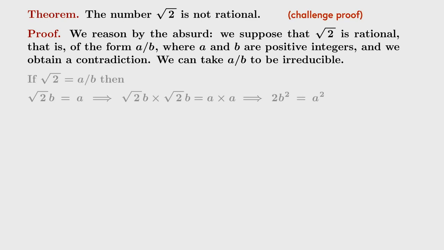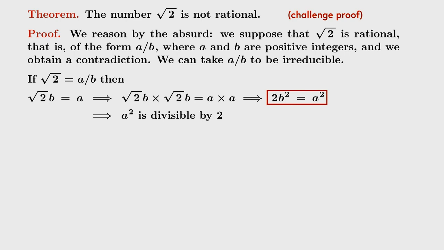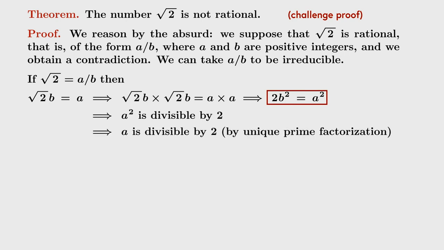If you square both sides, then you attain this equation. That certainly implies that a squared is an even number, because it's equal to 2 times an integer. Therefore, a squared is divisible by 2. That, in turn, implies that a must be divisible by 2, because if a had no 2 in its prime factorization, then neither would a squared.